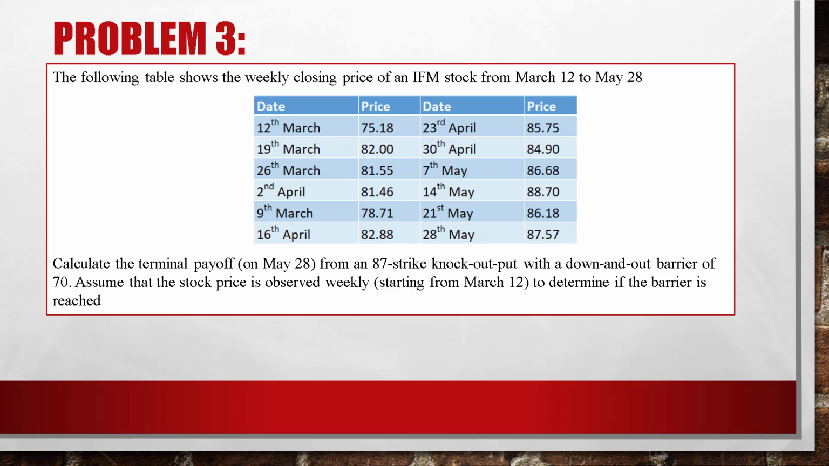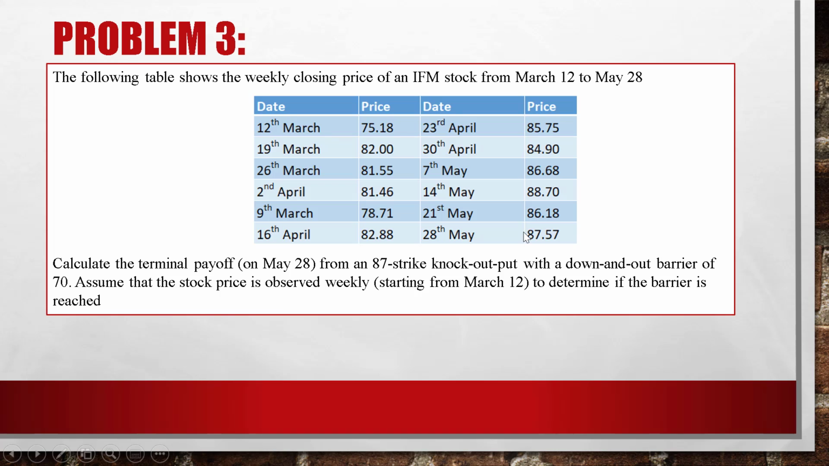So you see that if we consider the barrier of 70, which is the lower barrier, the lower barrier is 70. So if we observe the stock price, we see that there's no time that the stock price hits 70. So there's no time that the stock gets knocked out in this situation.